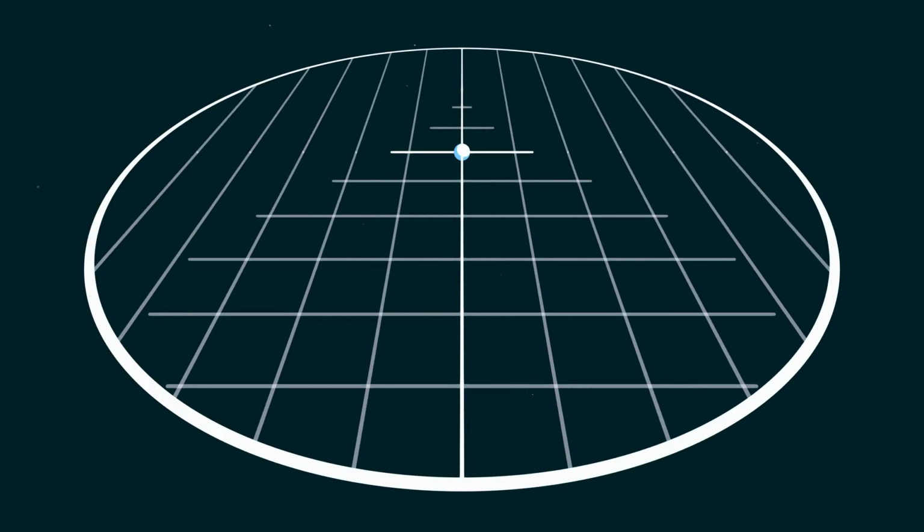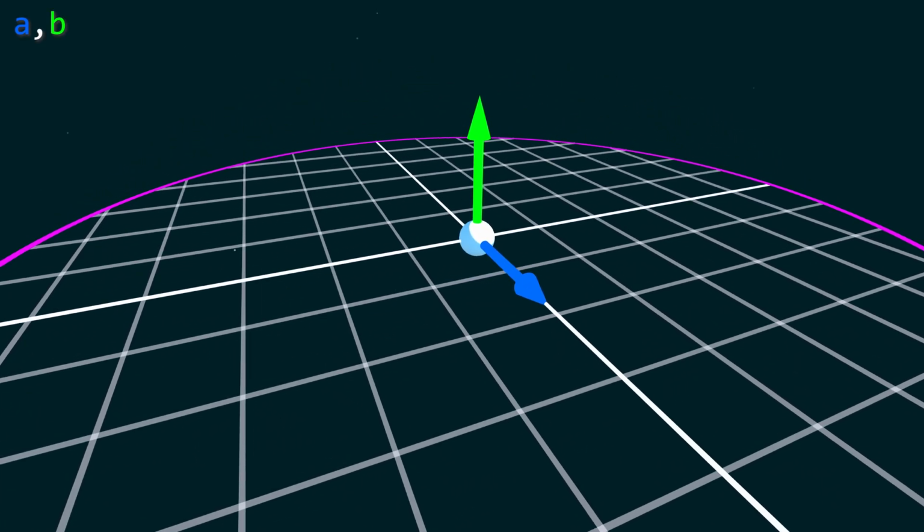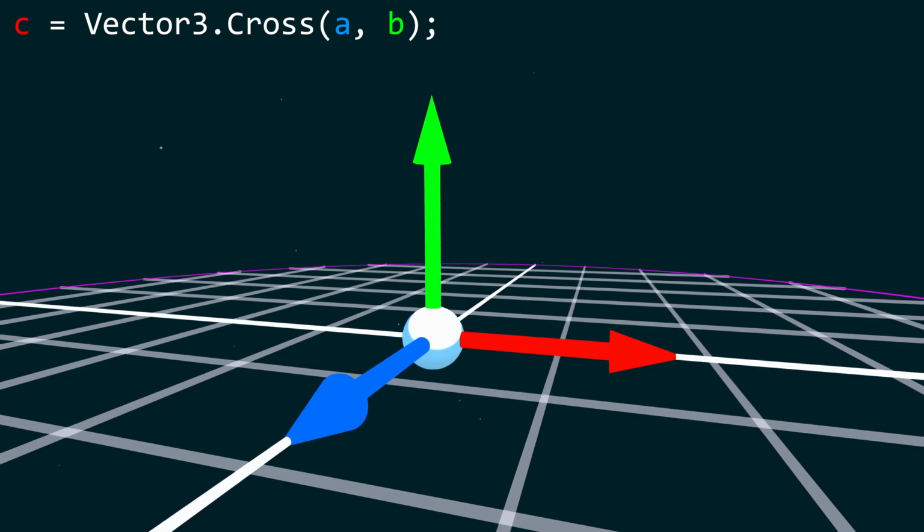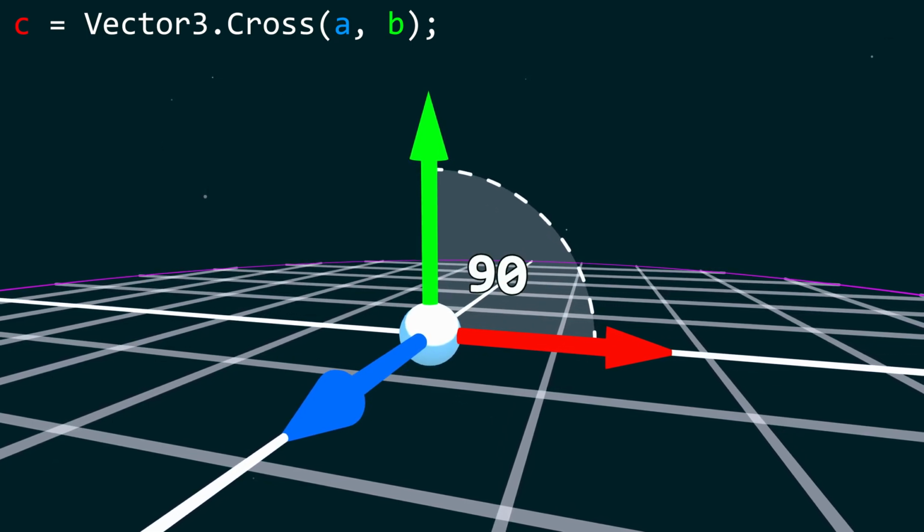Let's say we have two directions, A and B. We can find the cross product of these vectors by calling Vector3.Cross, using both A and B as inputs. The cross product will always be perpendicular to both vectors.